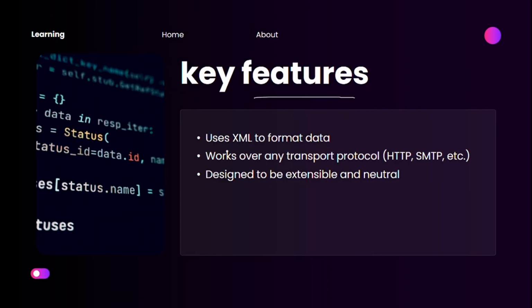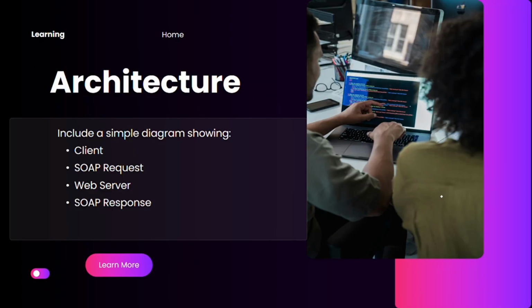It uses XML to format data; for formatting data, extensible markup language is used. It works over a transport layer protocol, HTTP or SMTP. Transport layer has the protocols HTTP and SMTP. It is designed to be extensible and neutral. And next is architecture.